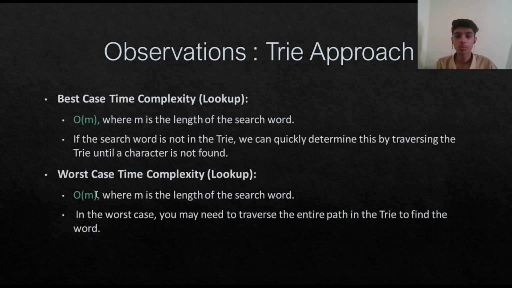If m is the number of nodes, then we have to traverse till the last node, and we will need to traverse m times in order to search for the word. So that was about the time complexity and space complexity of the trie approach.